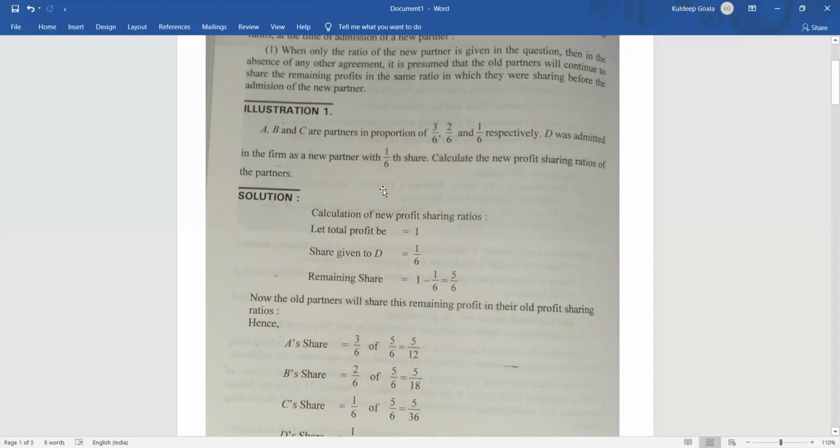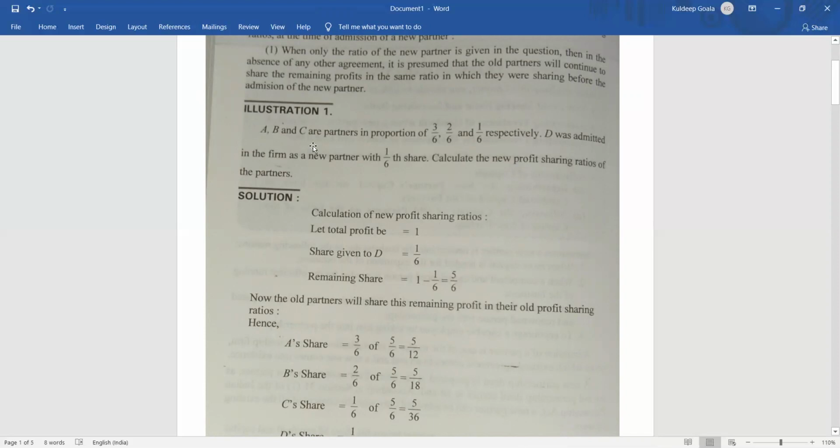Just see. First of all let's take the total profit to be 1. D's share was 1/6. So from 1, if you give 1/6, the remaining will be 5/6. Now this 5/6 is the remaining share, and it will be taken by A, B and C. A will take 3/6 of it, B will take 2/6, and C will take 1/6.